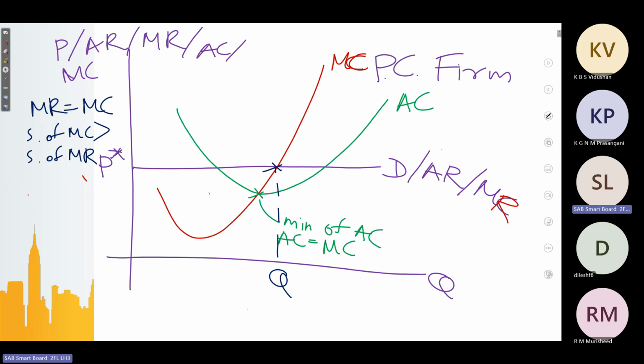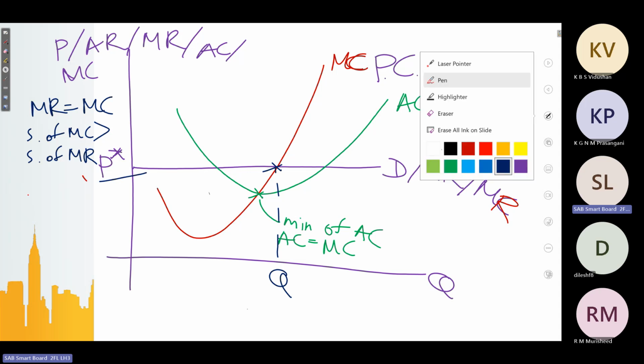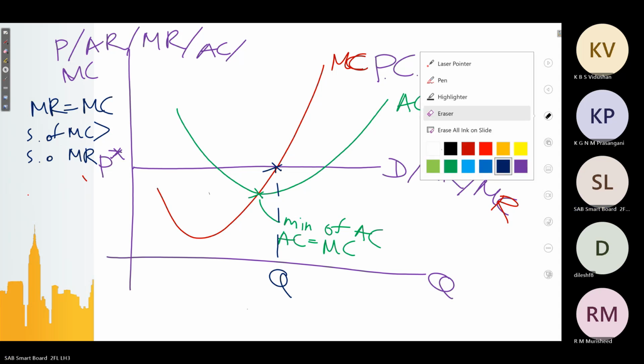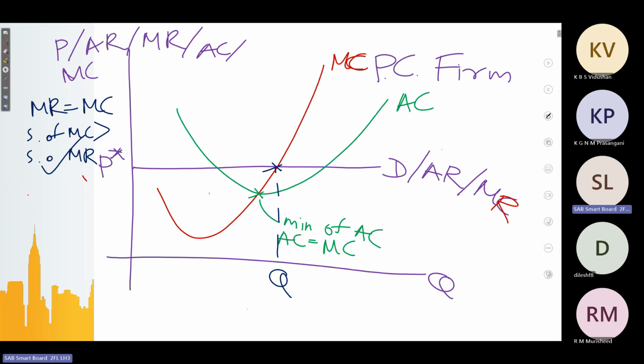What about the second condition? Is it satisfied at this Q level? Slope of MC is positive, slope of MR is 0. Positive value is greater than 0. Therefore, the second condition is also satisfied. With that understanding, we can call it the equilibrium output level or profit maximizing output level.